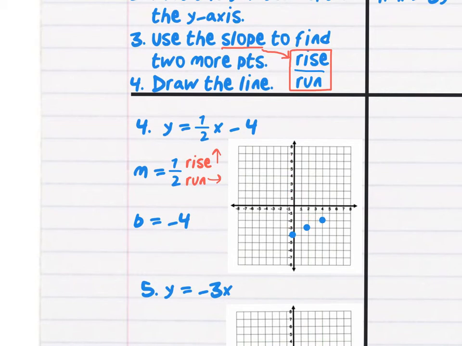Now once you have 3 points, I tell kids 3 points is a good enough amount to be able to draw your line intersecting those points. So we're going to draw a straight line, use a ruler or a straight edge to go through the points and to the edges of your graph. So this is our line. Now we're going to try problem number 5.